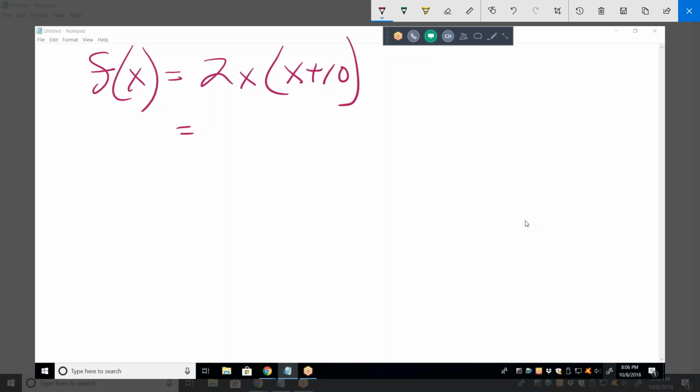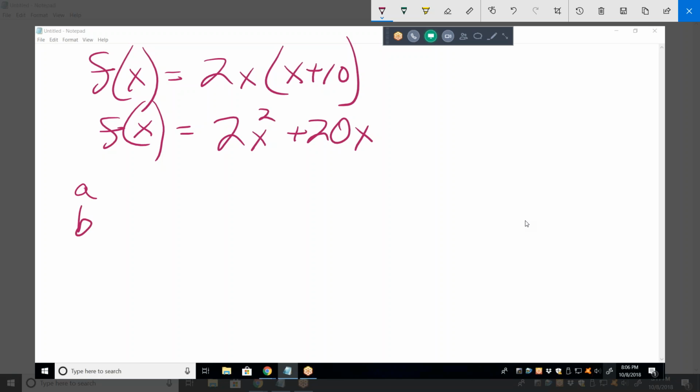You can't do that. So what's the only thing you can do? Distribute. What is it? So 2x squared plus 20x. Now that is in standard format. Tell me what a, b, and c are. When something's in standard format, we're going to use minus b over 2a. But tell me what a, b, and c are. So a is 2, b is 20, and c is 0.